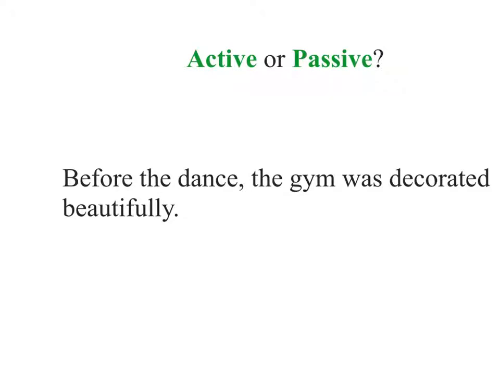So here's an example. Is this sentence active or passive? Before the dance, the gym was decorated beautifully. What is the sentence about? The subject of the sentence is the gym. What is the gym doing? Was the gym decorating? No, the gym was decorated. So this would be a passive sentence.